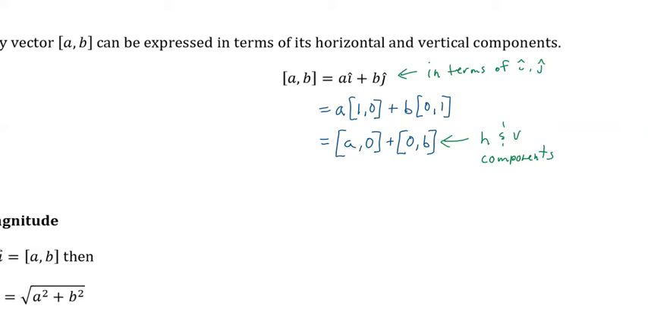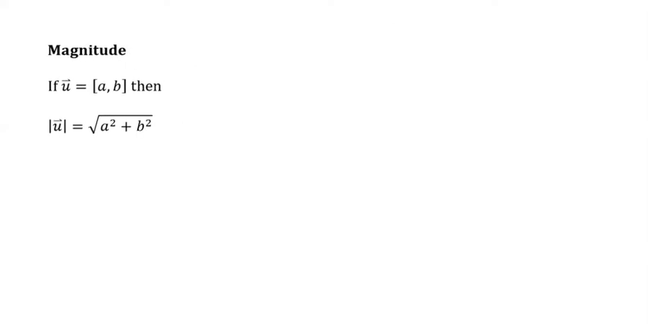Magnitude. So if u is the vector AB, then the magnitude of u is the square root of a squared plus b squared. Why would that be true? Very good. So let's do a little sketch of this thing.